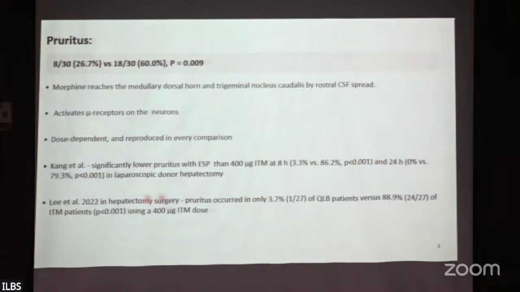Kang et al. showed significantly lower pruritus with ESP at 8 hours and 24 hours when compared with intrathecal morphine. The incidence of pruritus was 86% using intrathecal morphine, whereas it was only 3 to 4% in the patients that received the block. Lee et al. in 2022, in hepatectomy surgery, showed that pruritus occurred only in 3.7% of the patients receiving a quadratus lumborum block, whereas it occurred in 90% of the patients receiving intrathecal morphine.